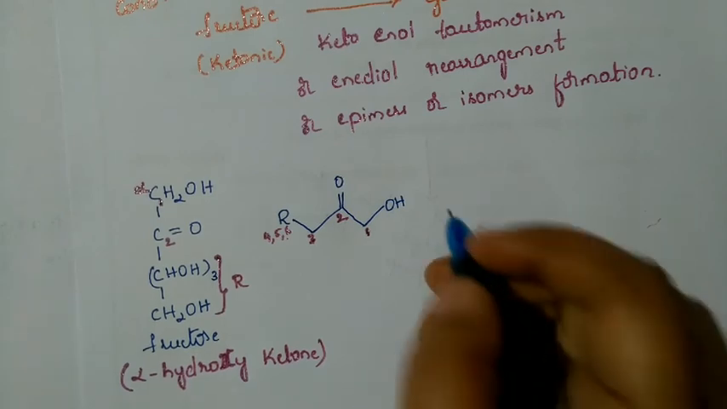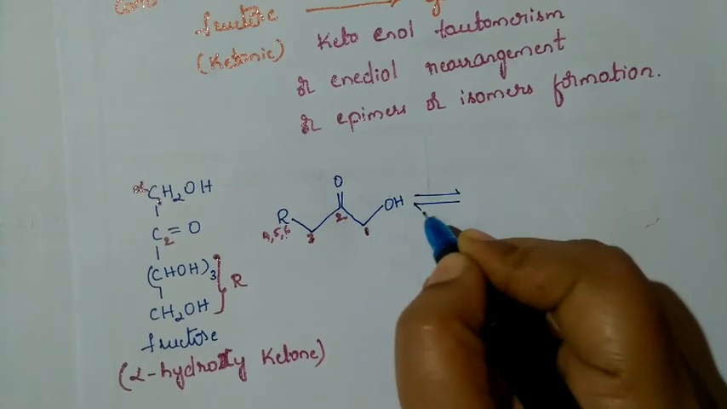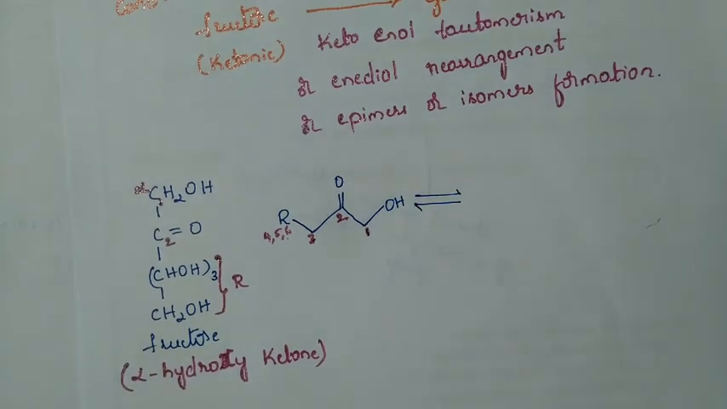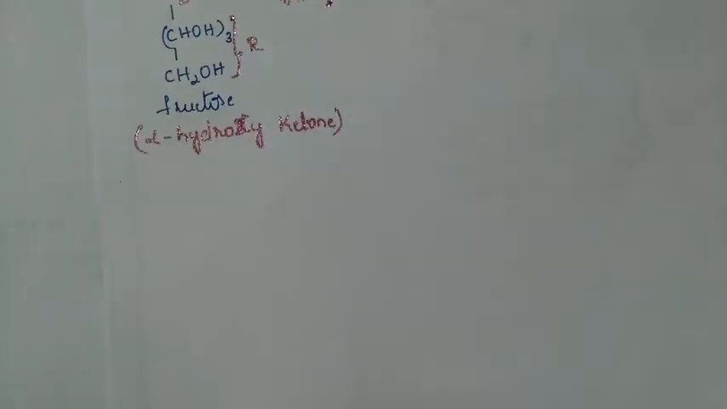Now it undergoes tautomerism. That is how an enediol intermediate is going to form. How it is going to form an enediol intermediate, we shall see. I'll explain that here and later we'll write it down.